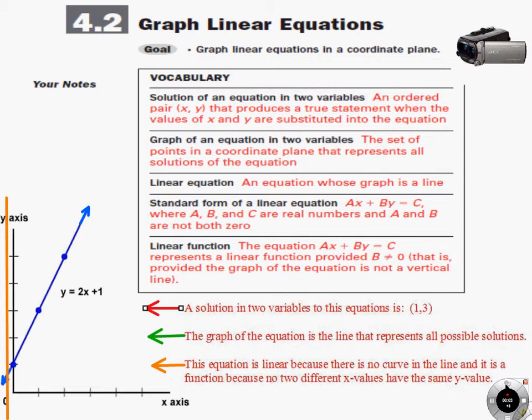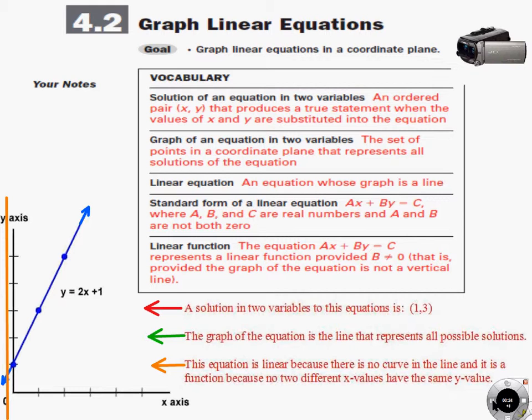This is 4.2 note session for Mr. Mack's algebra class. Our goal today is to graph linear equations in a coordinate plane. You have 5 vocabulary terms that need to be defined in your notes. Please pause the video and take care of this responsibility right now. Once again, please pause the video before you move on.